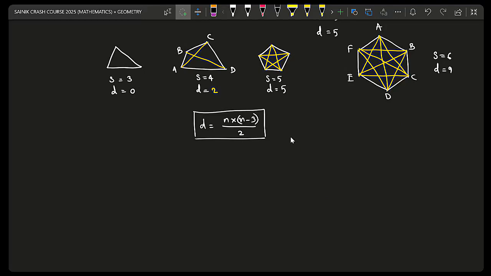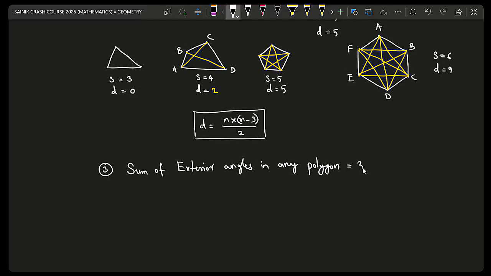So this is the second property about diagonals, and then we are going to discuss the third property, that is the sum of exterior angles. The sum of exterior angles in any polygon is 360 degrees. Let's take a triangle first.